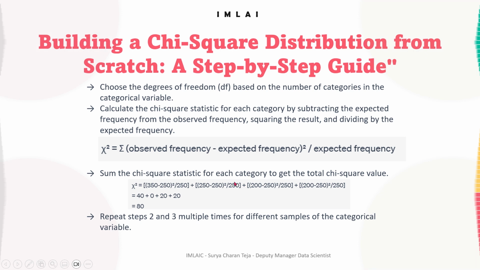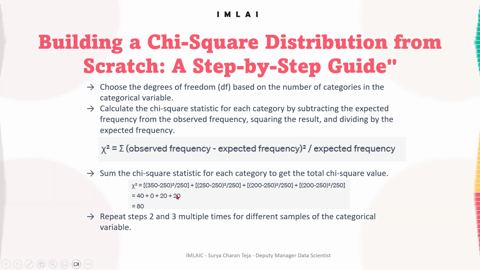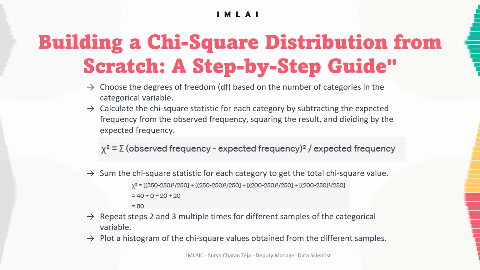You have to take maybe 1000 samples or 2000 samples. For each sample you have to calculate the chi-square statistic as well as sum it up, and then you'll get a total chi-square value. Once you repeat all the steps for different samples of the categorical variable, you can plot the histogram of the chi-square values obtained from the different samples. That is your chi-square distribution.